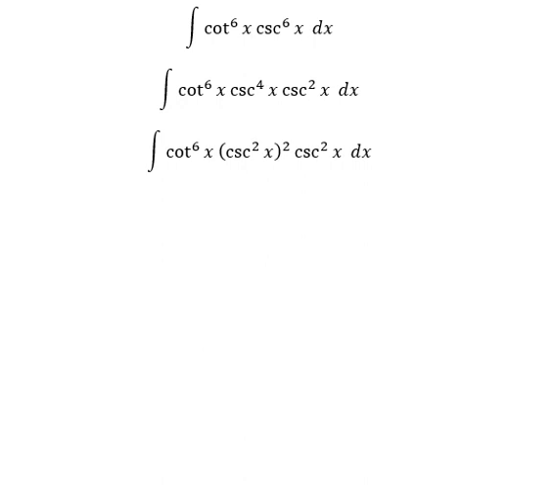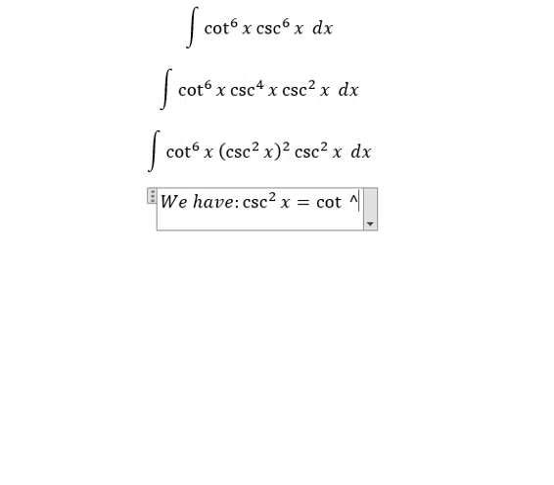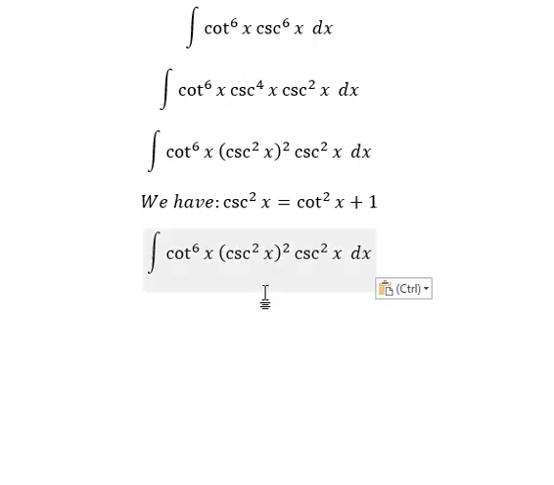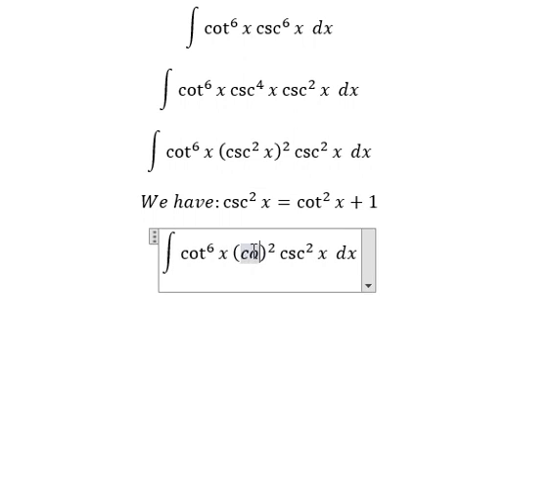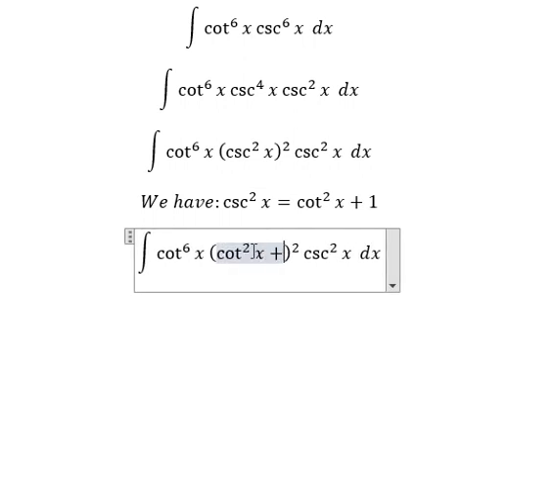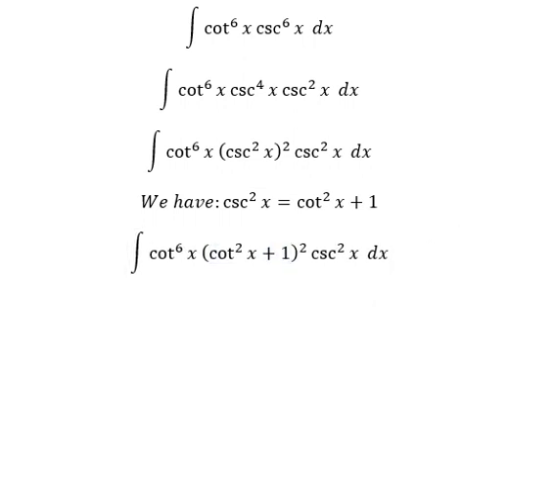Now we have the formula in here. So we need to transform this one into this one. So we have cosine x squared plus number 1. Now we can use integration by substitution.